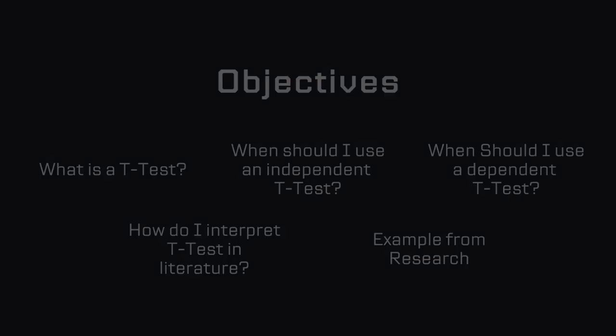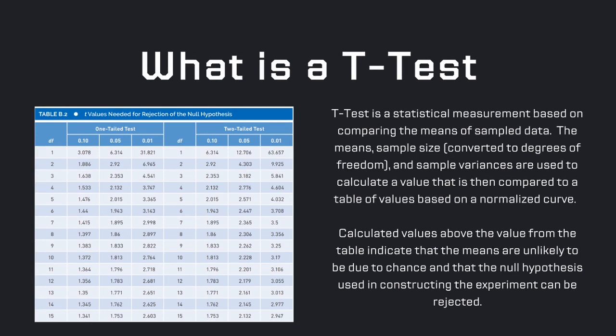Let's get started. A t-test is a statistical measurement based on comparing the means of samples from different groups. Along with the means, you'll also need the sample size, which we convert to a value called degrees of freedom, and the sample variances, which is based on the standard deviations. Using those values, we calculate an observed value and then compare it to a value in a t-table, which is based on a normalized curve.